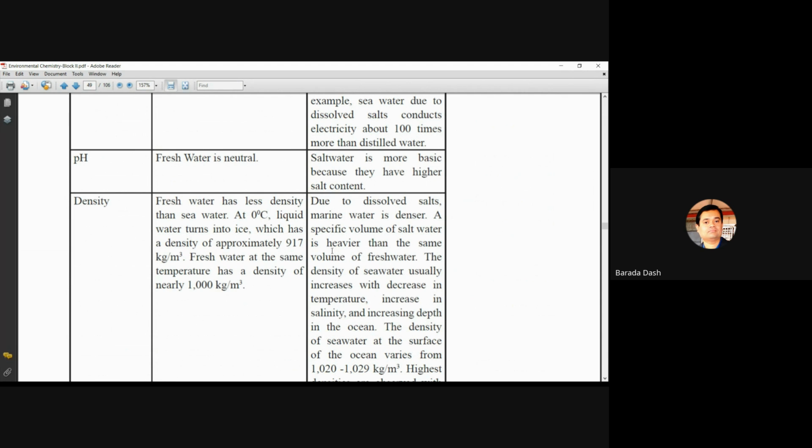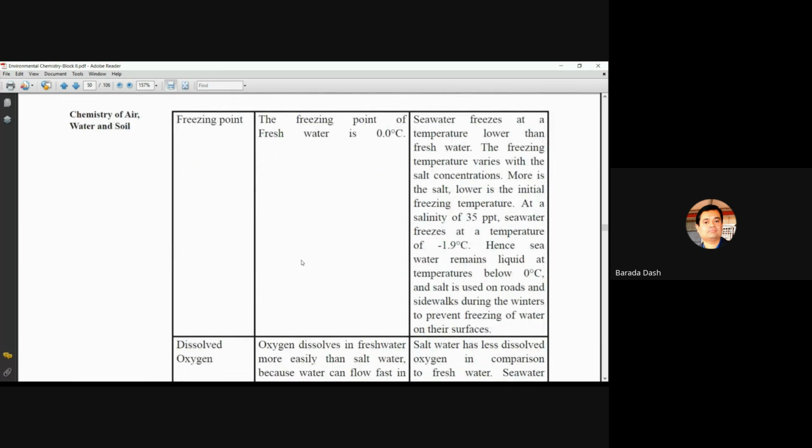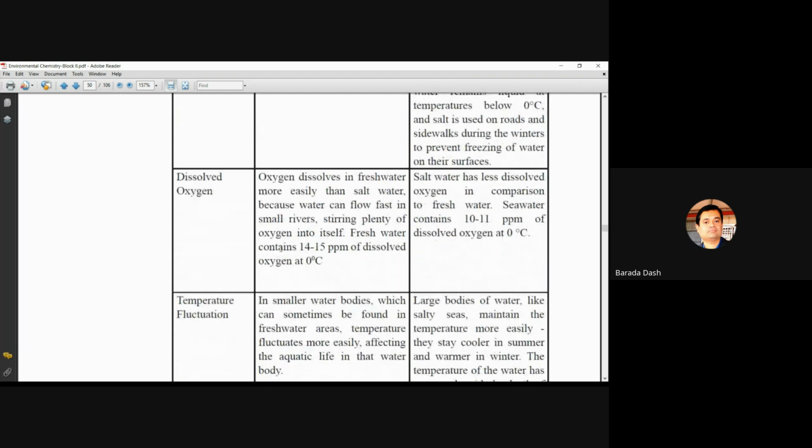Density: fresh water has less density because it has fewer dissolved salts. Marine water is denser. So then freezing point. Freezing point of fresh water is 0 degrees centigrade. Seawater freezes at a temperature lower than fresh water. The freezing temperature varies with the salt concentration. The more the salt, the lower the initial freezing temperature. Dissolved oxygen: oxygen dissolves in fresh water more easily than in salt water. Because of that, salt water has less dissolved oxygen than fresh water.